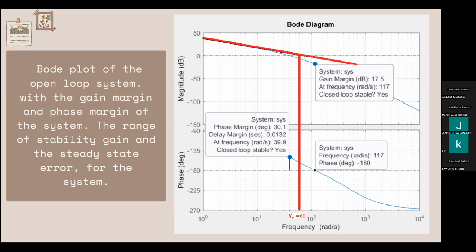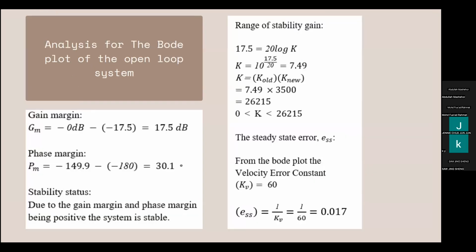Then next we do the analysis manually. So we got the gain margin, the phase margin, and from the Kv and the K that we have, we get the K new is 7.4 to 7.5, and we multiply the K old with the K new, 7.5 multiplied with 3,500, the old K. So we got all the same range, 26,000 plus, with a little bit of difference. Then the steady state error is also still 0.